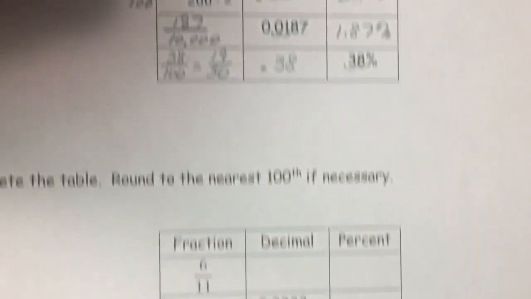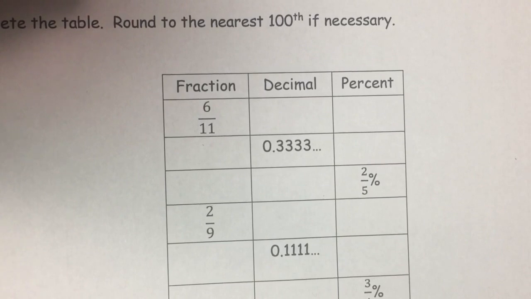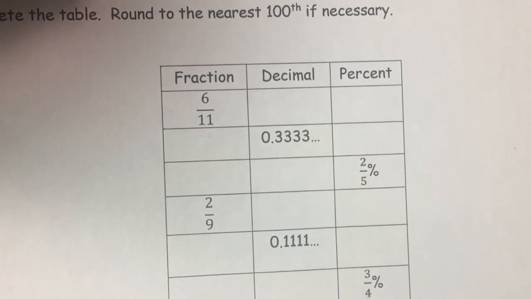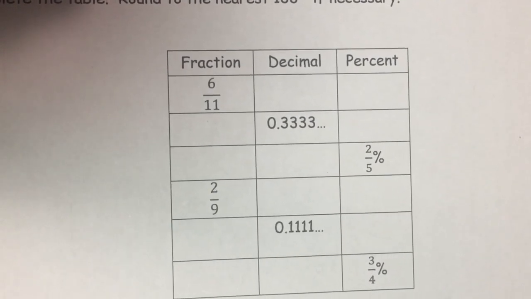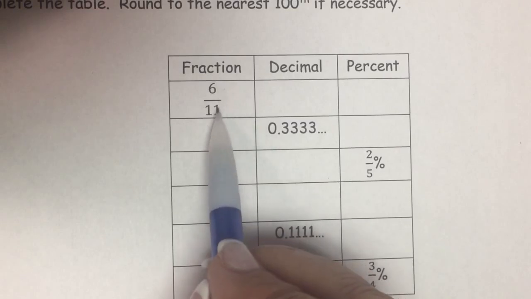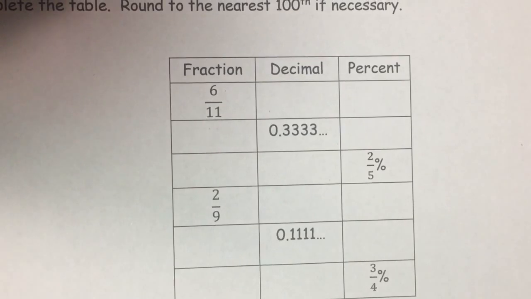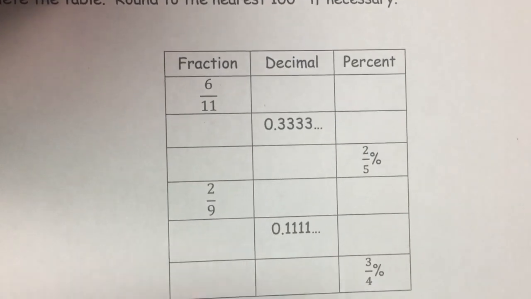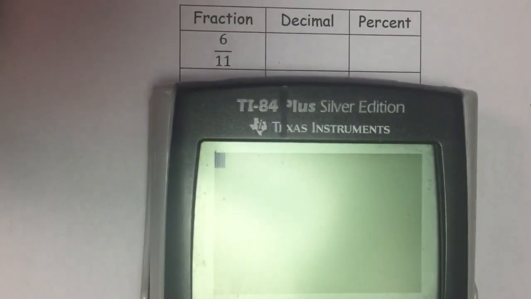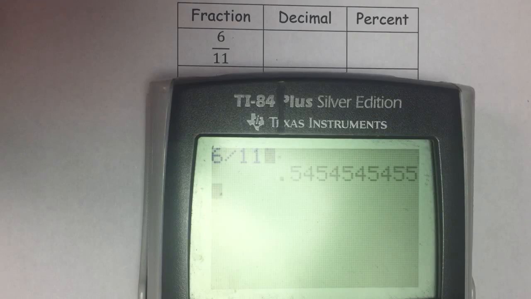All right, now, number 5 is going to be a little bit stickier. Why? Because you're talking about some things that are repeating. So that's why it's going to be a little bit crazier, but that's okay. So first of all, if I want to change 6 over 11 to a decimal, now we can use our calculator. So hopefully you remember that to change a fraction to a decimal, you just simply divide the top by the bottom. So it'd be 6 divided by 11.